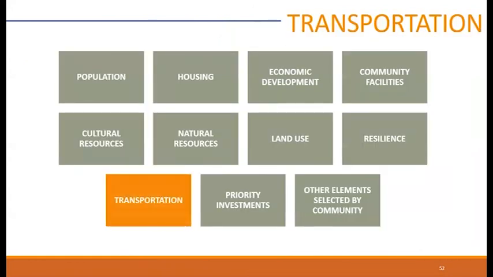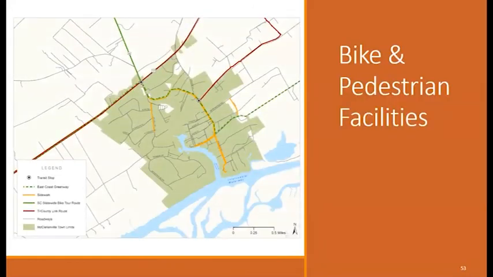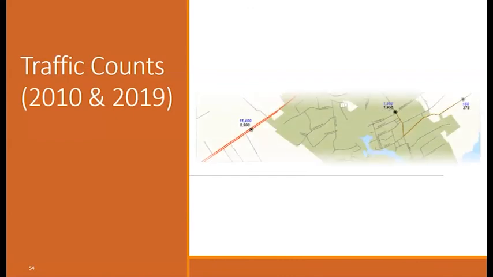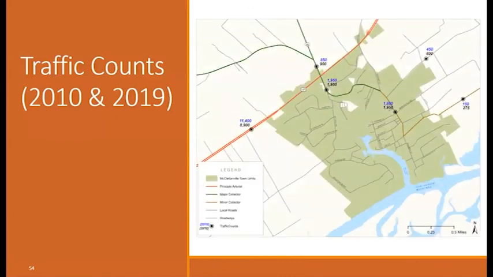Moving on to the transportation element. Here we're showing the current bike and pedestrian facilities that exist in town, including the East Coast Greenway, the South Carolina statewide bike tour route, the Tri-County Link route, sidewalks, and of course the roadways. Traffic counts in 2010 are shown in black here and 2019 in blue at various meters around town. Note that the counts to the north of town have decreased, maybe due to the closing of Lincoln High School.